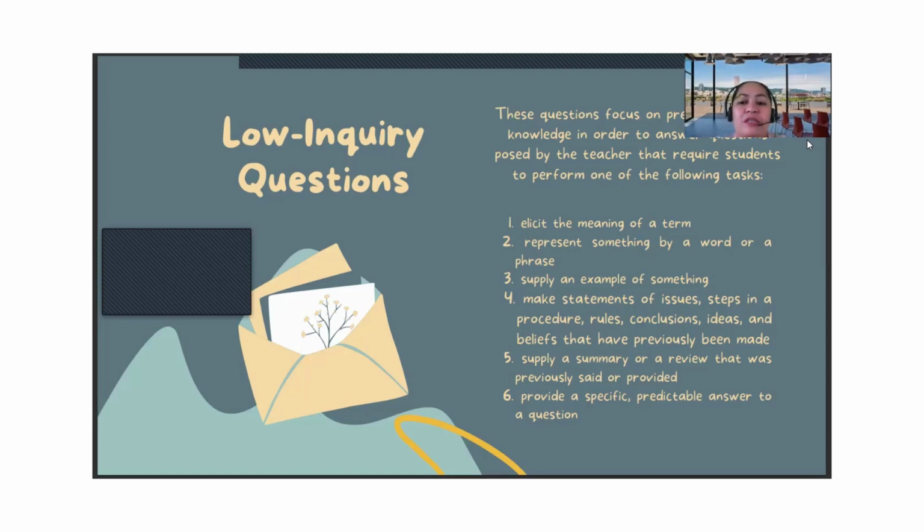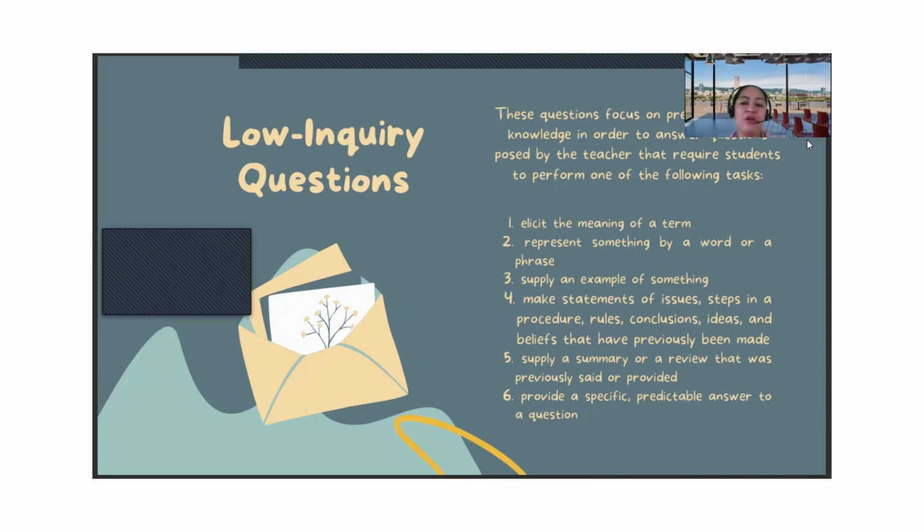And then next is to represent something by a word or a phrase. For example, you will ask, can you give an example for this one? Supplying an example of something is actually the same. And the next is to make statements of issues, steps in a procedure, rules, conclusions, ideas, and beliefs that have previously been made. For example, you will be asking about the steps in the procedure, like what is the first step, the second step. So that's also a low inquiry question.